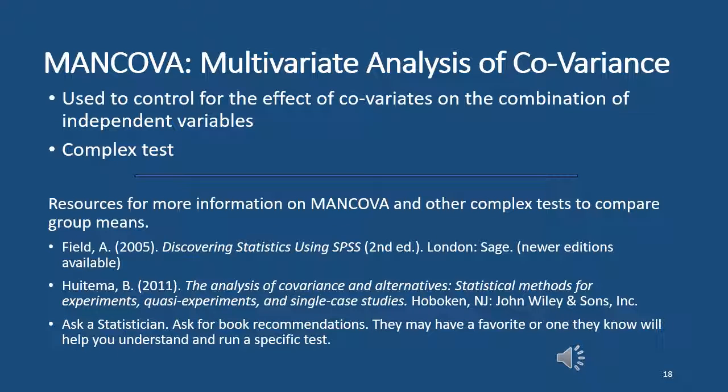And as I mentioned before, ask a statistician. We here at the School of Nursing have a statistician, and UT also has a statistical department where you can make appointments and talk to them about what tests you're talking about doing. They can also help you in things like writing up the results, publishing, and that type of thing. Ask them for book recommendations. Quite often they have a favorite, or one that they know will help you understand and run a specific test, or in some cases they may even have handouts that will help you.